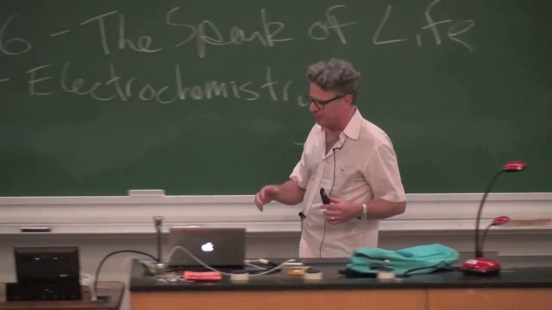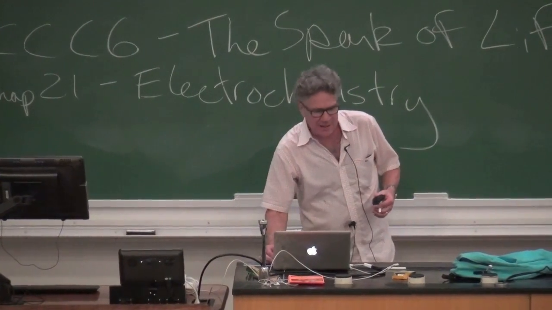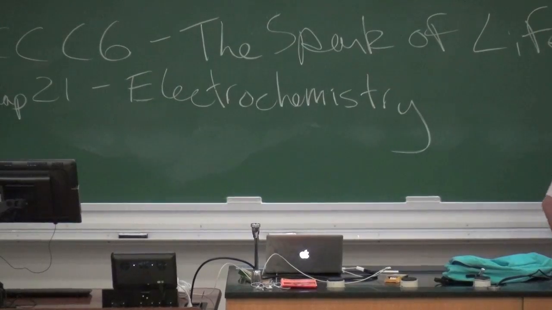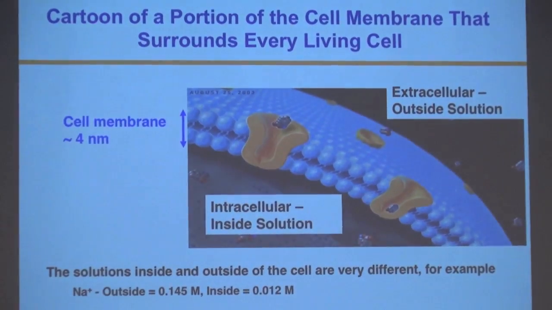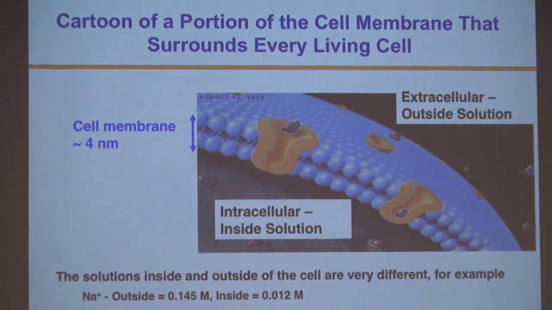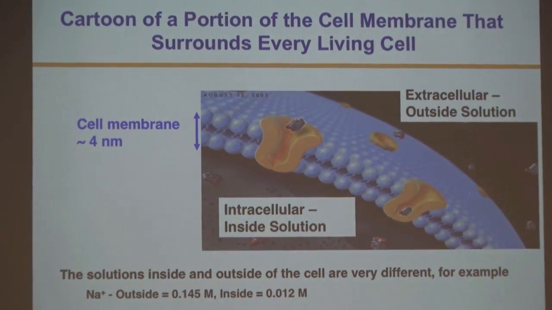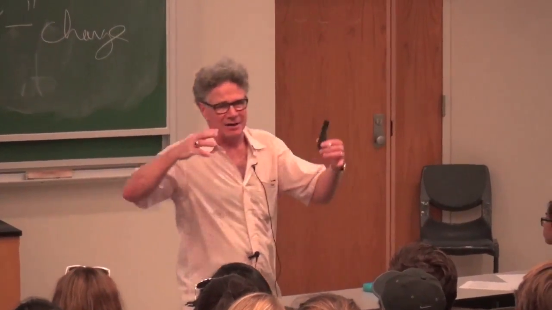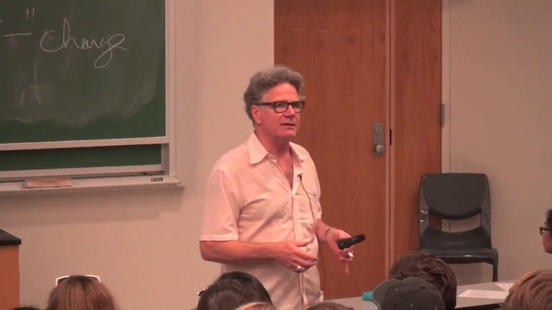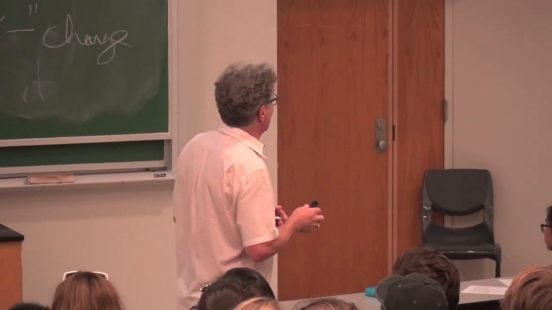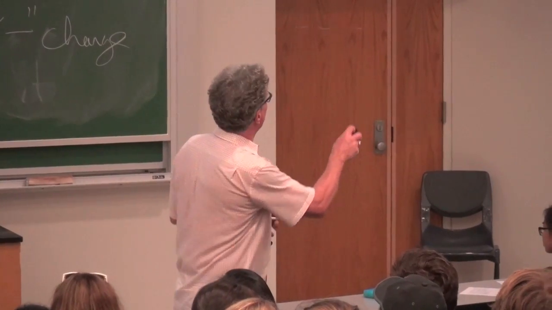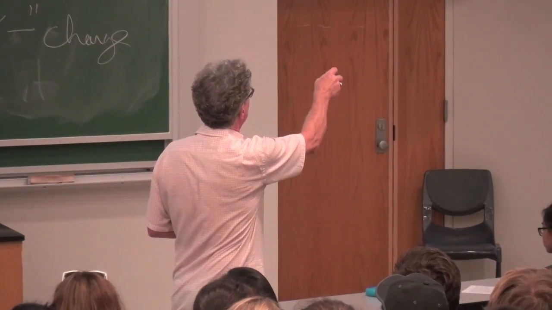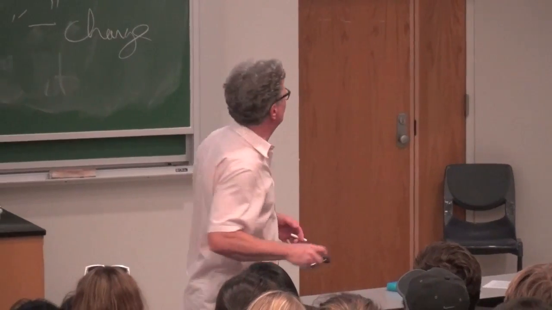But here's the spark of life. As it turns out, outside the cell, the extracellular fluid, is an electrolyte solution. What's an electrolyte? An electrolyte is an ionic species. Sodium chloride is an electrolyte. Ammonium nitrate is an electrolyte. So there are electrolyte solutions outside the cell, the extracellular solution, and there are electrolyte solutions inside the cell.